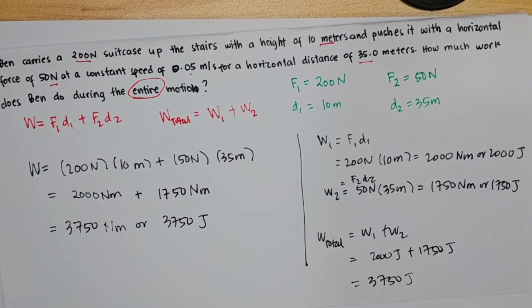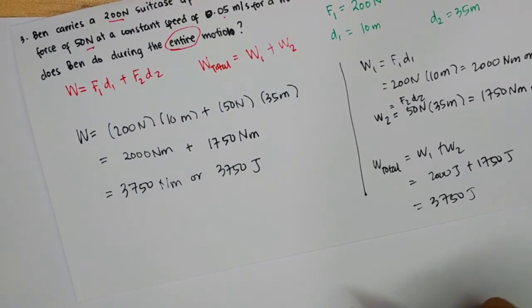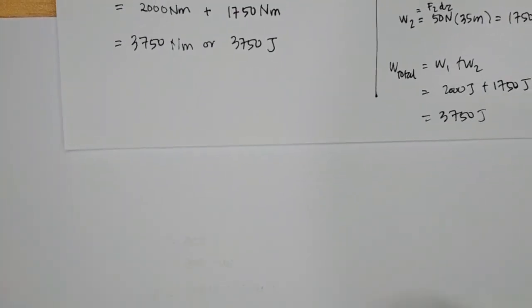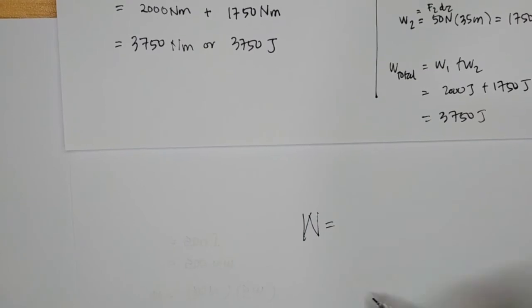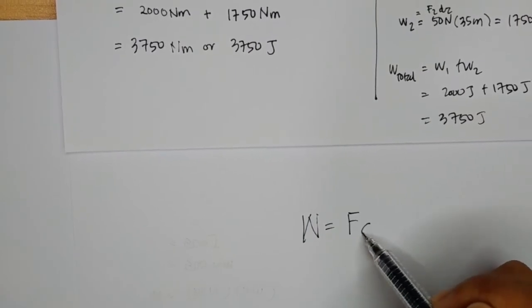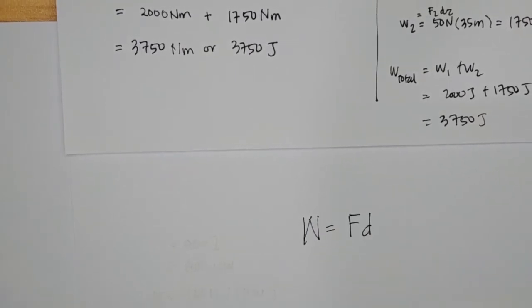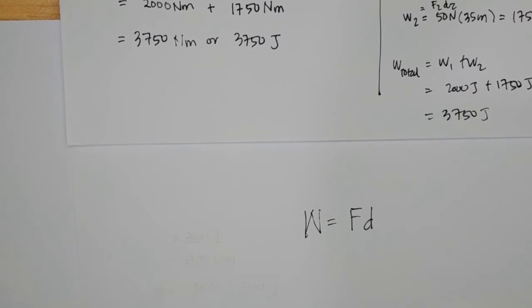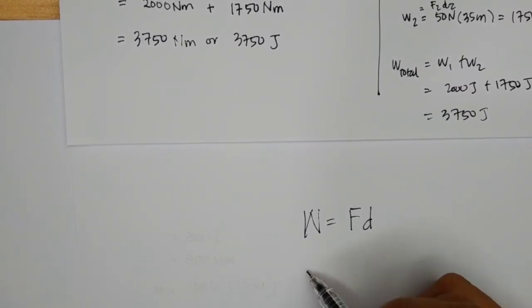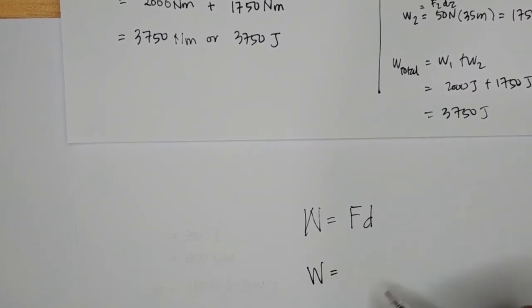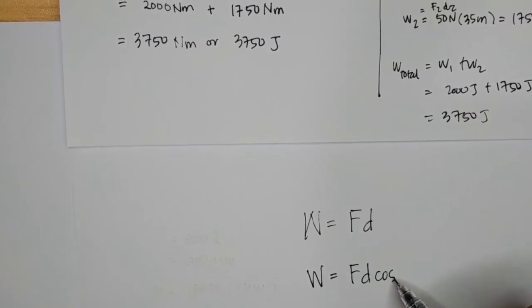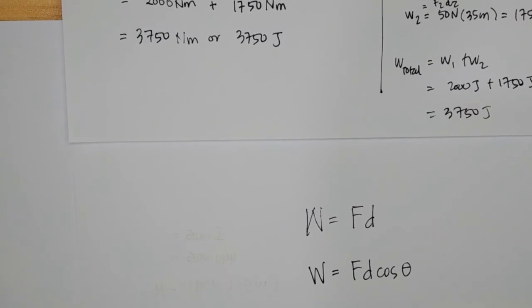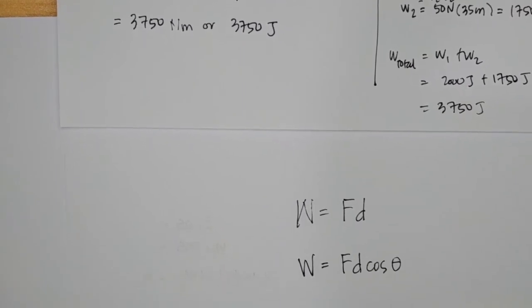Again, our formula. Okay, so this is our formula. That is our work done, that is our force times our horizontal distance. So, if an angle is given, that will be work done is force times distance times cosine theta. So, that is the formula we need to remember.